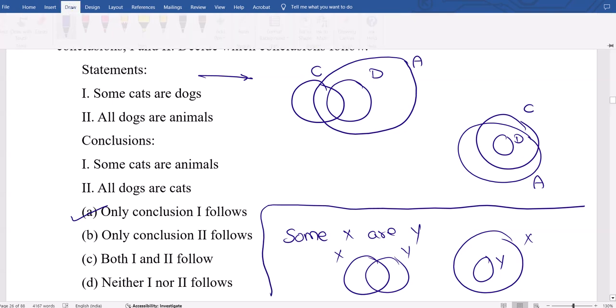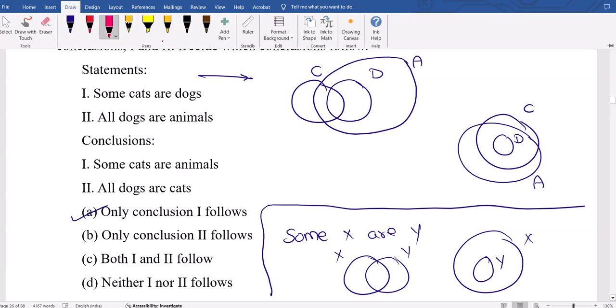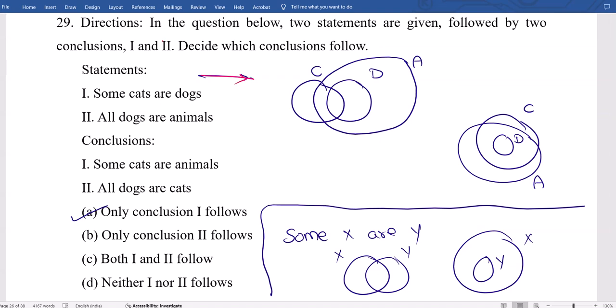So for the given statement, we have to draw the diagram. Then only the conclusion that is true in all diagrams should be considered. So which is true? First conclusion: some cats are animals. Yes, some part of cat is animal. Correct here. Some cats are animals, yes, correct here. All dogs are cats? All dogs are not cats. Fail. If it failed in one diagram, remove it.